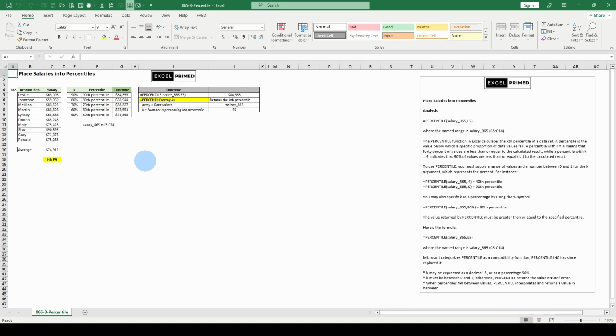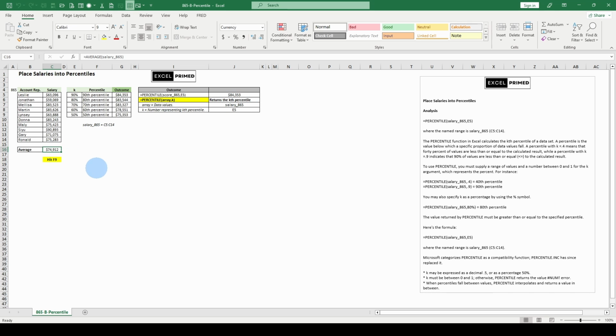Similar to a quartile, percentile is a statistical feature. And here we have a range of salaries. You can see 90th percentile down to the 50th percentile. Name range, C5 to C14. We're going to use percentile, returns the K percentile.